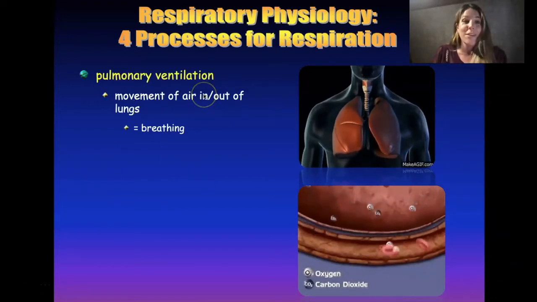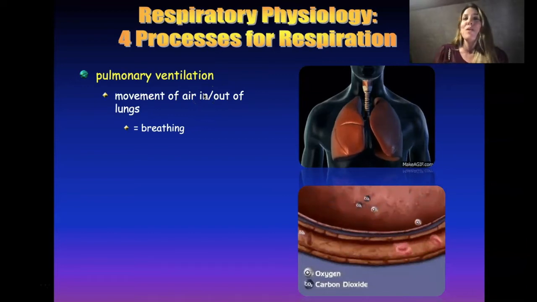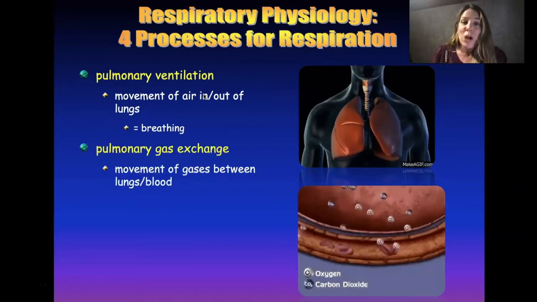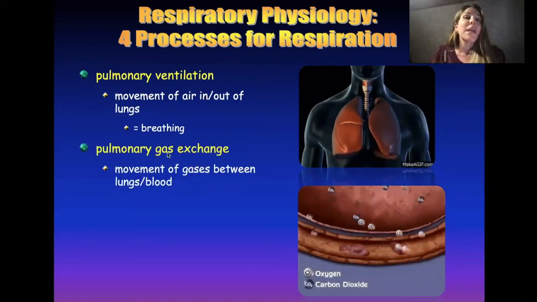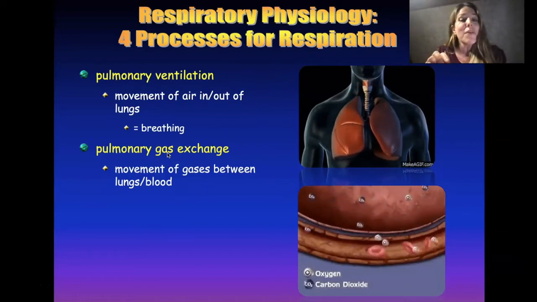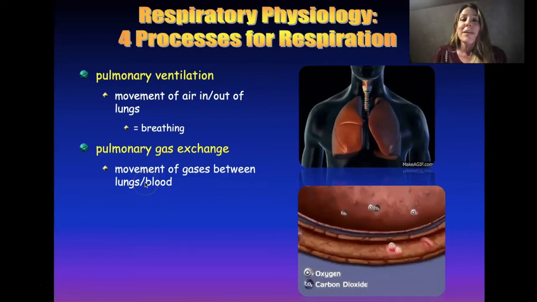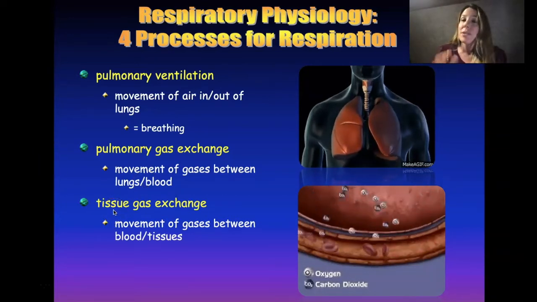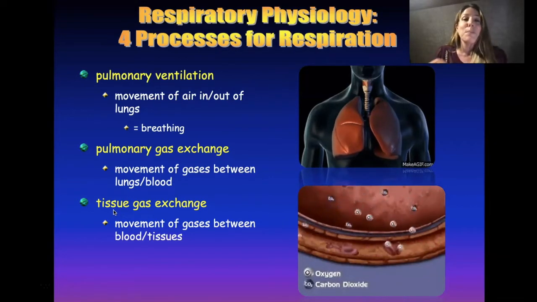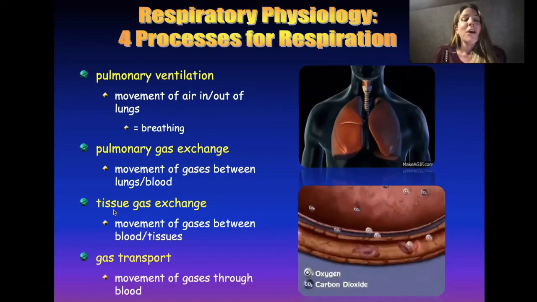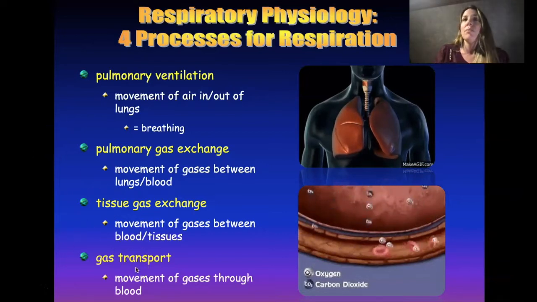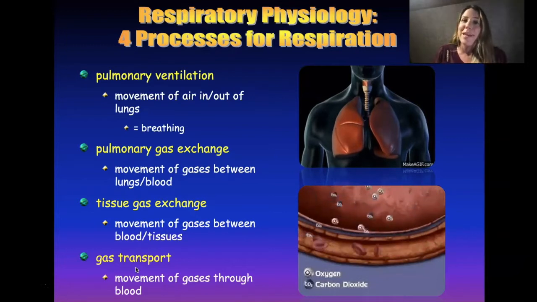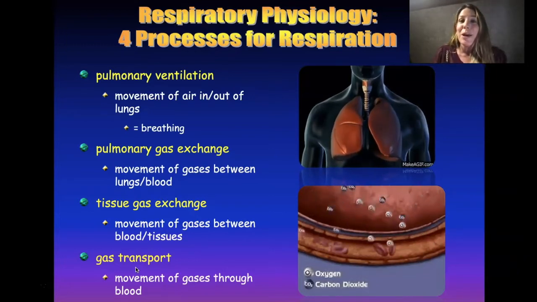So we can break our study of respiratory physiology into four main processes. Pulmonary ventilation, and this is just breathing. This is the movement of air into and out of our lungs. We can also talk about pulmonary gas exchange, and so that's where gases are going to be moved at the microscopic level between the lungs and the blood, and tissue gas exchange, where we're going to move gases between the tissues of the systemic circuit and the blood of the systemic circuit. And finally, gas transport, how we're actually going to make sure that gases get from the lungs through the blood to the tissues and back again. So let's get started talking in detail about each of these.